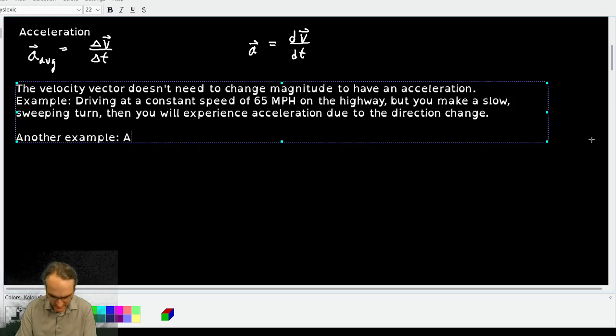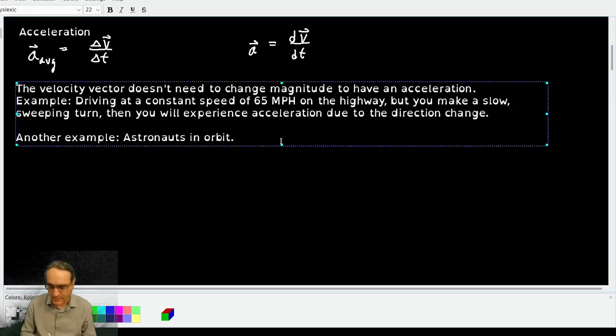Another example would be astronauts in orbit. Their speed isn't particularly changing. It's not changing at all if they're in a circular orbit, but their direction of motion is very much changing. They have to go around the planet, so their velocity vector has to keep changing its direction at every unit of time. As a consequence, they do experience what we would call a centripetal acceleration. We'll talk about that more in Chapter 4. And then in Chapter 6, we'll talk about centripetal acceleration, centripetal force, which causes that centripetal acceleration.